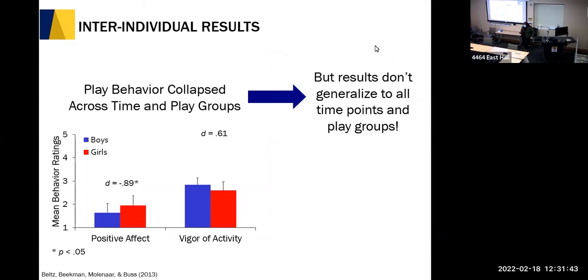But these results don't generalize across time points and play groups. So here is a select group of boys. You can see that their positive affect is higher than the average girls' and the average boys' affect. And here's a select group of girls. You can see that their activity levels are more vigorous than the average boy group and the rest of the girl group.